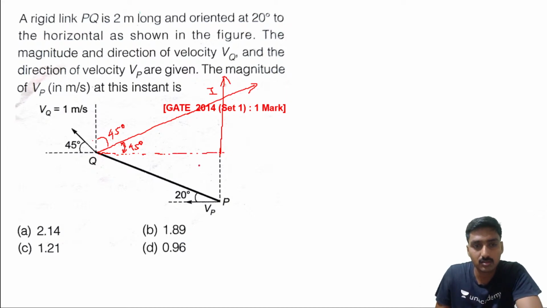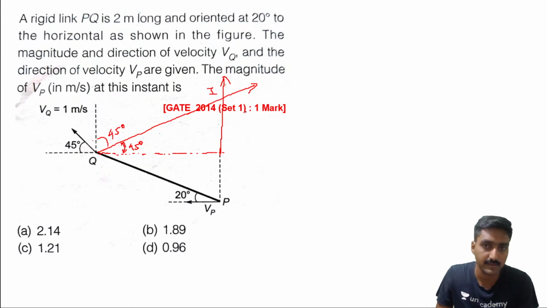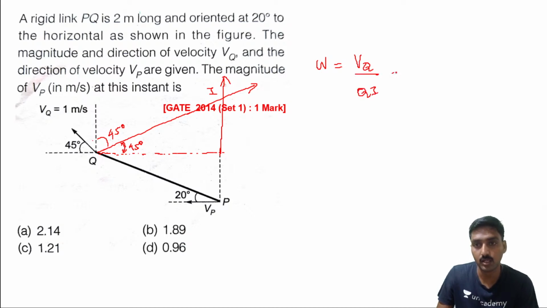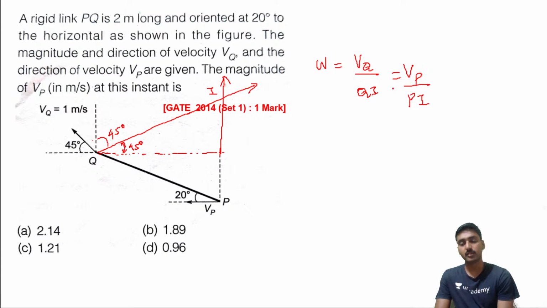I, P, Q, I. What we require, they are giving the magnitude of VP, we need to calculate. Direction as well as magnitude, both they have mentioned. Now angular velocity is equal to VQ divided by QI, and it's equal to VP divided by PI. VQ we are aware of it. QI as well as PI value we need to calculate. Then how to calculate the value?